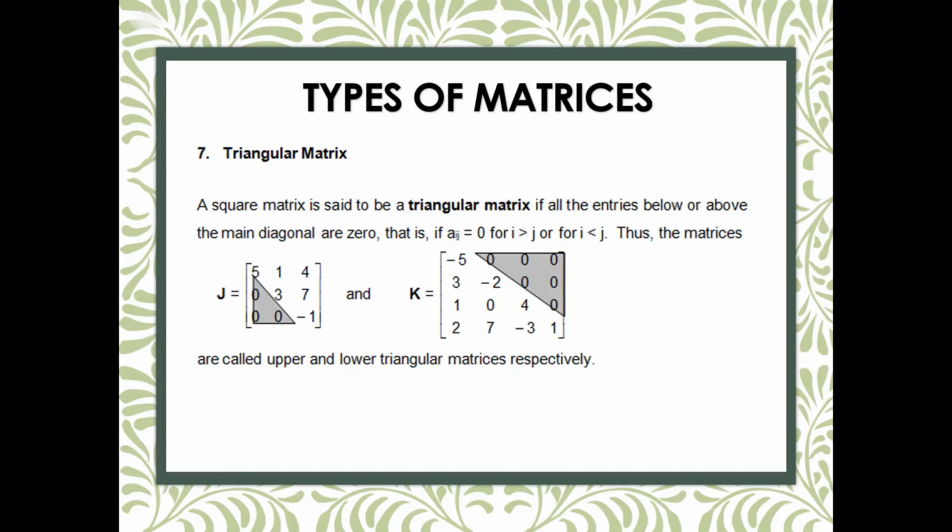A square matrix is called a triangular matrix if all the entries below or above the main diagonal are equal to 0. Thus, the matrices J and K are called upper and lower triangular matrices respectively.